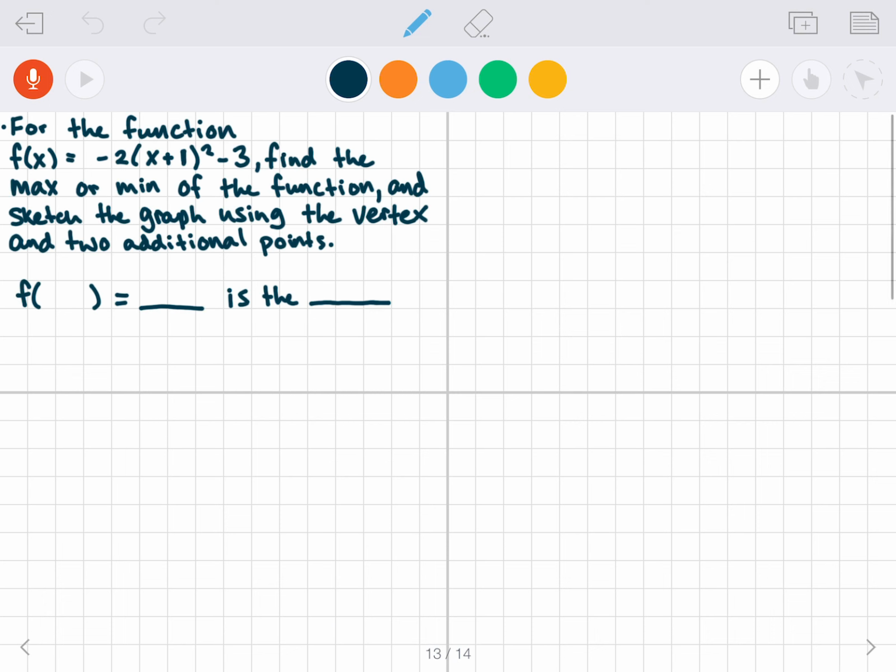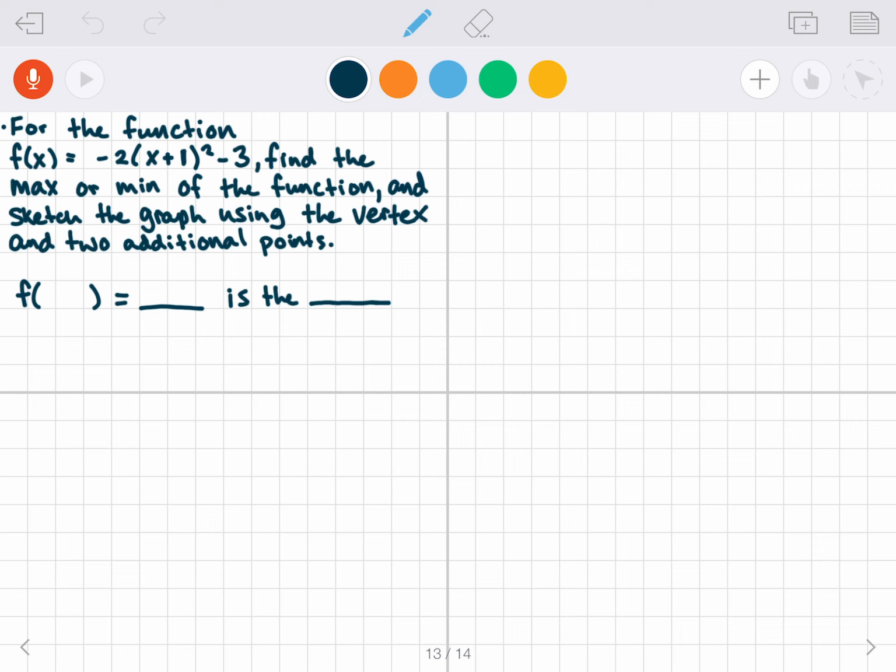Alright, so this is the last one we're going to do here. For the function negative 2 times x plus 1 squared minus 3, find the max or min and sketch the graph using the vertex and 2 additional points. So we don't have to find the y-intercept here. We can just find the vertex and do our little reflecting trick.